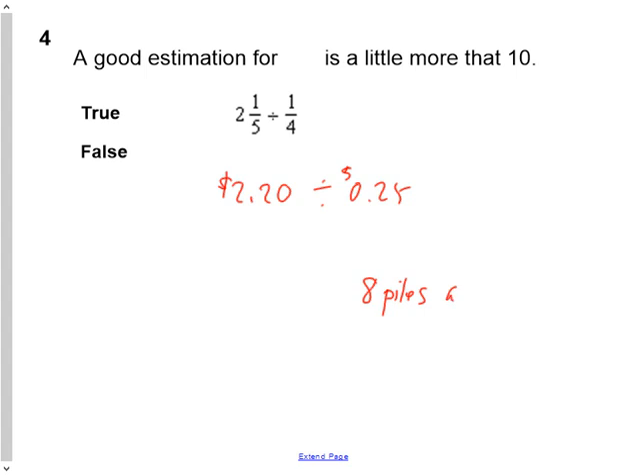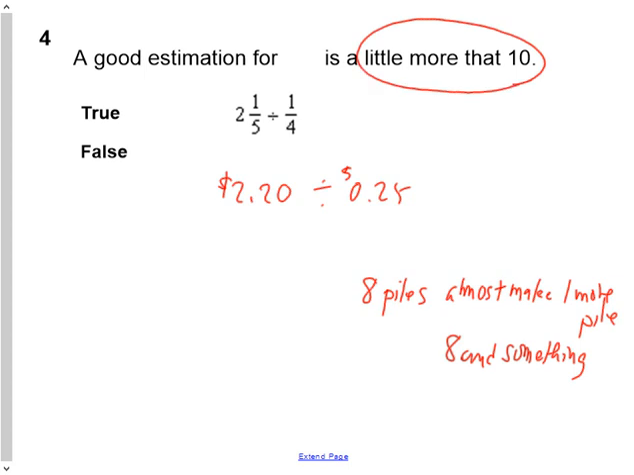And I could almost make one more pile. So if I had $2.20 divided into 25-cent piles, I can make 8 piles, which is $2, plus almost another pile. So the answer would be 8 and something. Some fraction part, right? So that would be a good estimation. But the actual question says a little more than 10. Not that, then 10. So therefore the answer is false. It's a little bit less than 9 as opposed to a little bit more than 10.